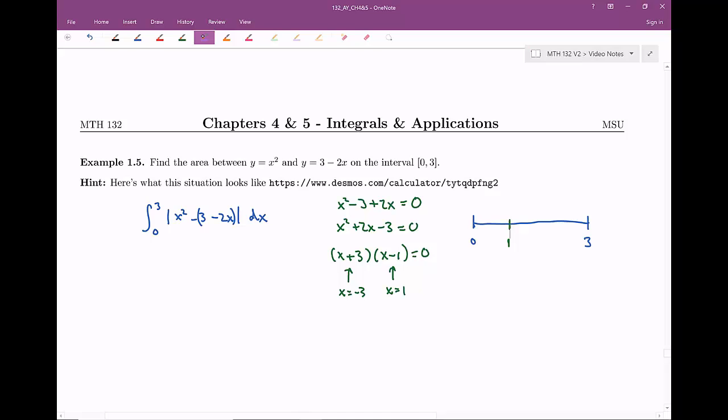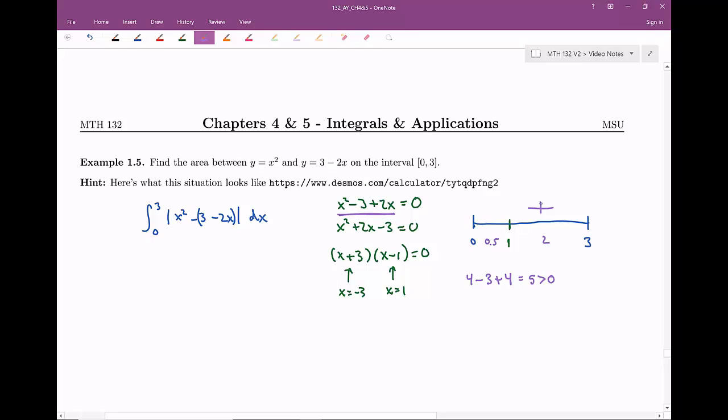Now next up, we would plug in some test values. For instance, if I was to plug in maybe a half, that's 0.5, or something like 2, into this original function here that we're inputting into the absolute values. Again, we're trying to figure out, am I inputting positive numbers or negative numbers? So I'm going to start with 2 first. So if I plugged in 2, I would get 2 squared would be 4, minus 3, plus 2 times 2 would be another 4. So this is going to be equal to 5, which is certainly greater than 0.